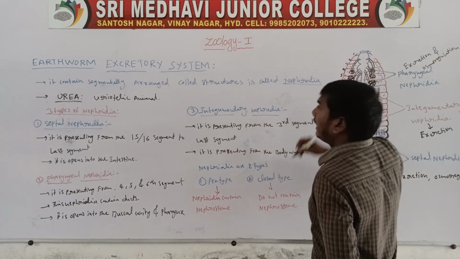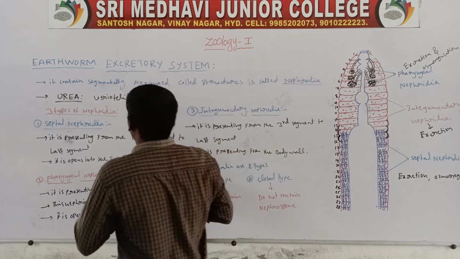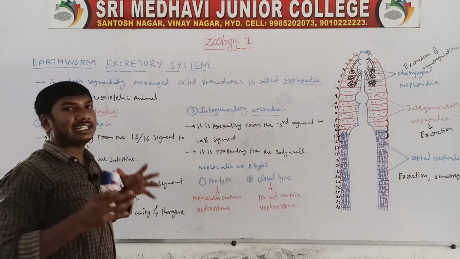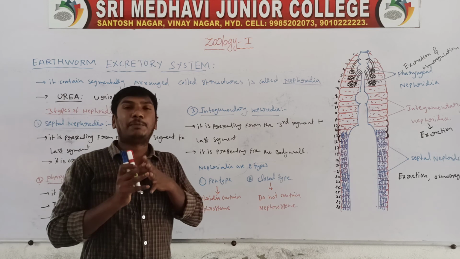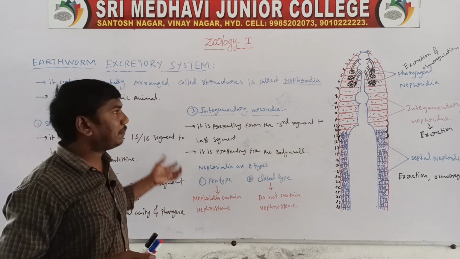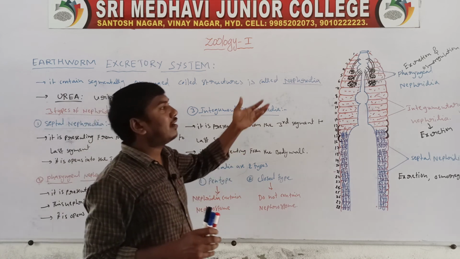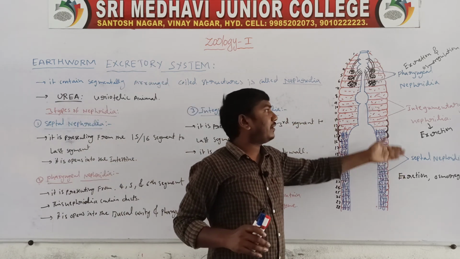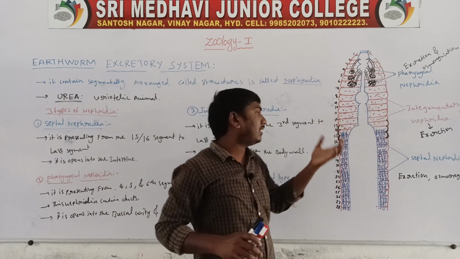So that is the earthworm excretory system. The earthworm excretory system contains nephridia. The nephridia are the excretory organs of the earthworm. So the nephridia are of three types: pharyngeal nephridia, septal nephridia, and integumentary nephridia.